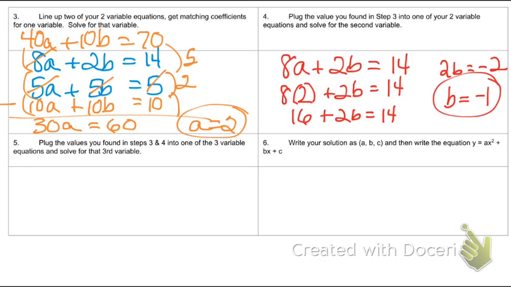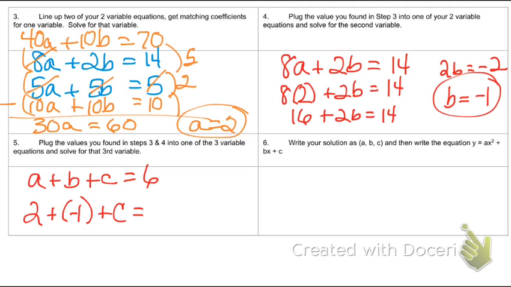So let's just use equation 1. a plus b plus c equals 6. My a value was 2, my b value was negative 1. I'm trying to find my c value, so 2 minus 1, 1 plus c equals 6, c equals 5.